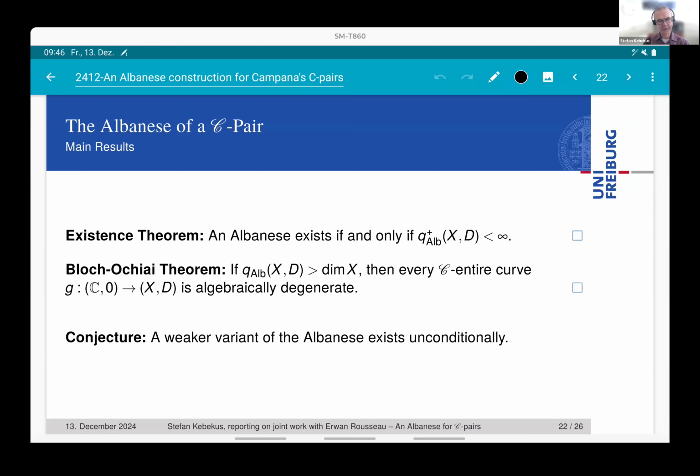And we propose a C analog of this. If you have a C pair whose C Albanese is large, then C entire curves, so holomorphic C morphisms from the complex line into your pair (X, D), can never be dense. That is to say, they're algebraically degenerate. The Zariski closure is not everything. The proof is involved.